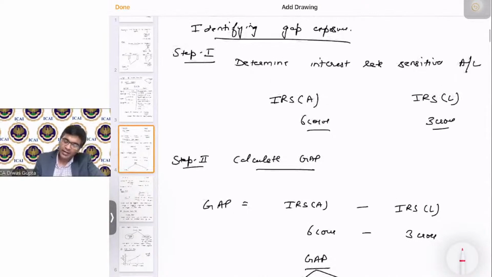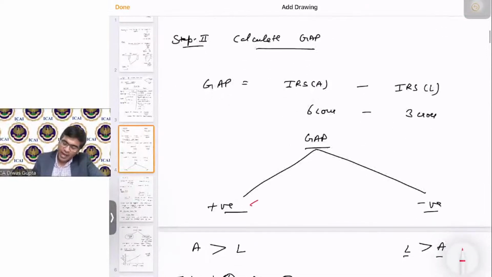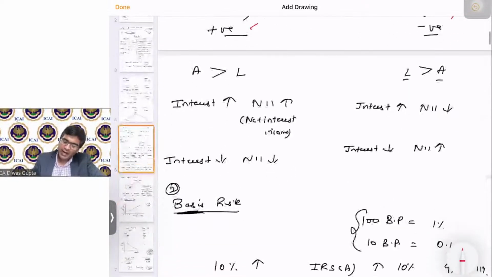Then we said that there is an impact on net interest income. After we identify what are the interest rate sensitive assets and liabilities, we calculate the gap. If gap is positive, that means assets are higher than liabilities, then NII will be positive on interest rate increase, and hence there is a direct proportion. If gap is negative, then NII will have an inverse relationship with interest.